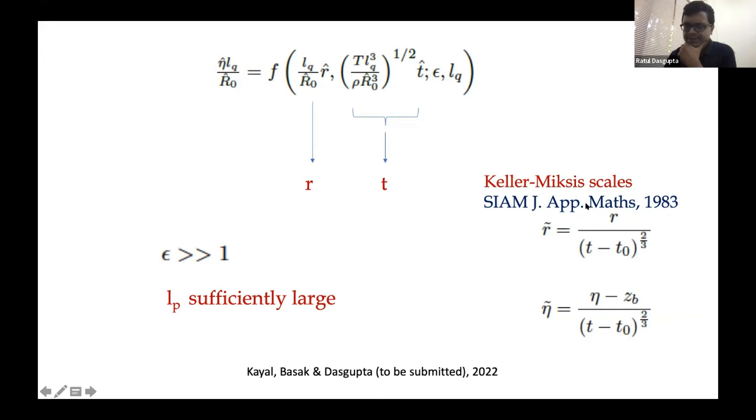And so the idea is basically the same: if an important length scale drops out of the problem, then the only way to non-dimensionalize the problem is for the spatial and the temporal variables to combine with each other. And we just tested this on our simulations for epsilon sufficiently large and L_P sufficiently large. And this is what we find.